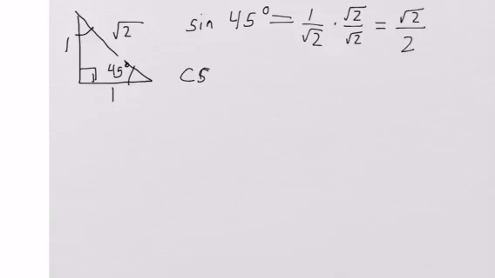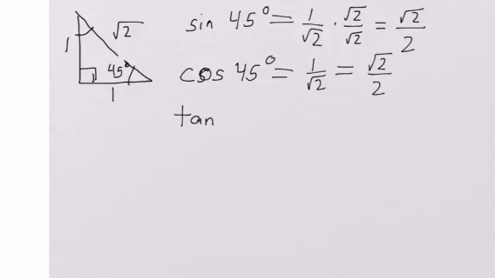Likewise, the cosine of 45 degrees is also equal to 1 over the square root of 2. And it's going to rationalize in the same way, so we get the square root of 2 over 2. And finally, the tangent of 45 degrees. That's opposite over adjacent, so 1 over 1. So that's just 1. So that's for a 45-degree angle.